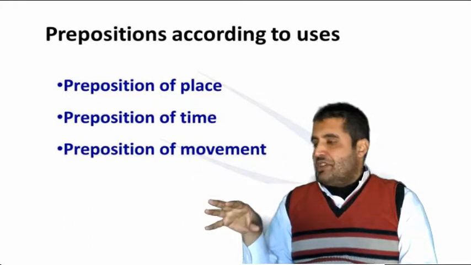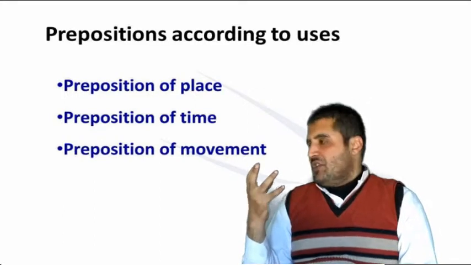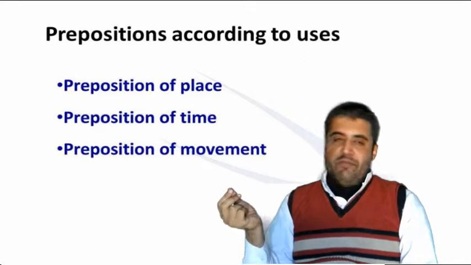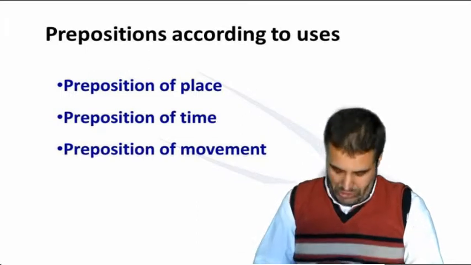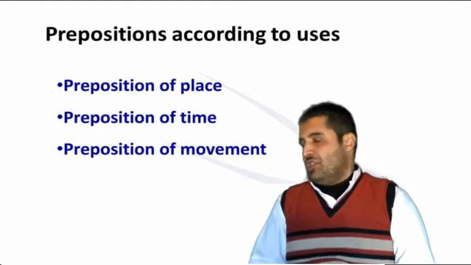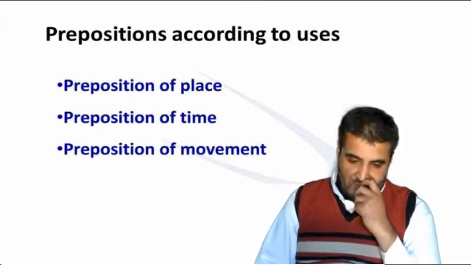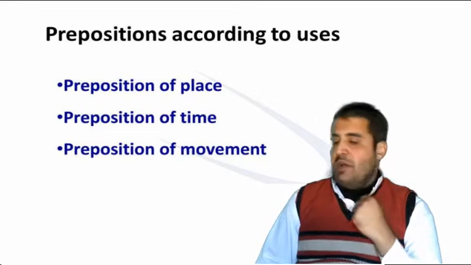And the last one was participle preposition. Participle prepositions are the ing form of the verb or the third form of the verb, okay, not all of them, a few of them, when they are used as a preposition, then they are called participle prepositions. So let's start prepositions according to uses: preposition of place, preposition of time, and preposition of movement.